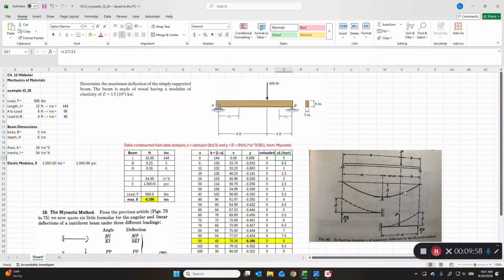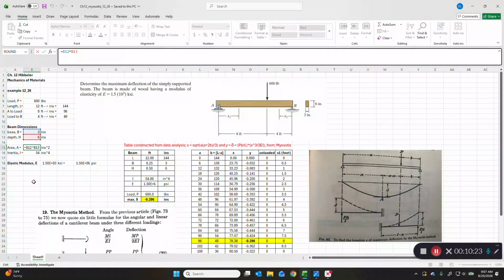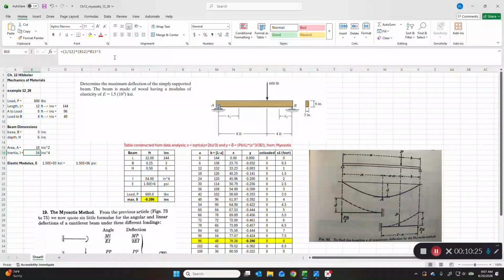Okay, so we can use the Maxwell method here algebraically if we don't want to do integration like we showed in the last example. So the load is 600, the length is 12 feet. Let's convert it to inches. From A to the load is 8 feet, 96 inches. From the load to B is 4 feet, 48 inches. The base is 3, the height is 6. So the area is 3 times 6 or 18. And the area moment of inertia is 1/12 of the base times the height cubed. There it is, 54.